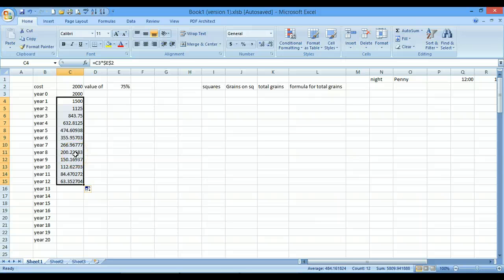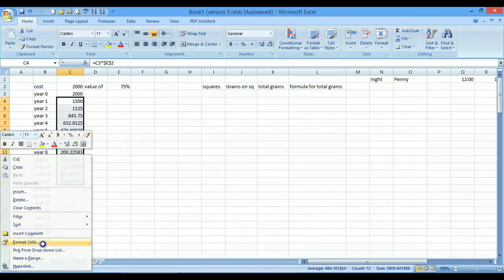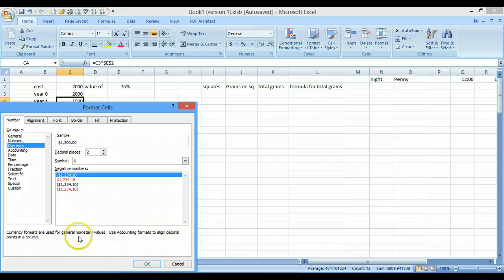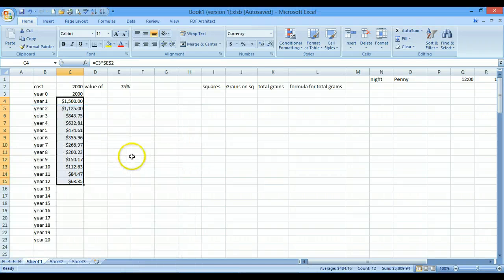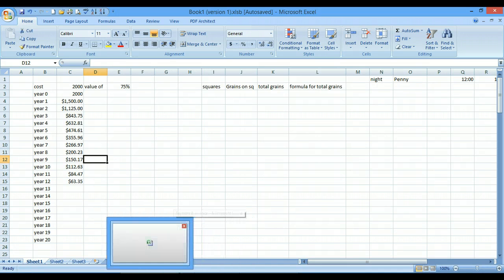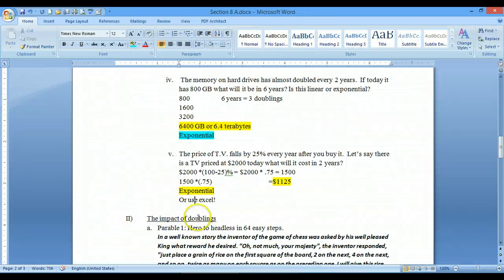Also, I find this kind of helpful when we move into doing your projects. If I want to, I can come in here and format, because we are talking about money, currency. There we go. All right, let's move back to our next example. Here we are.